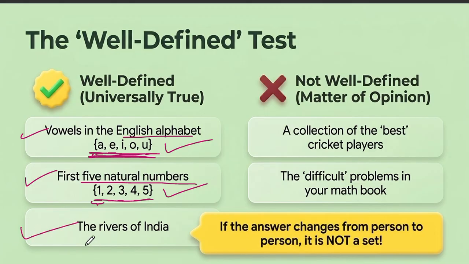Similarly, this is also a set: the rivers of India. If you collect all the rivers of India, that is also the same for everyone. It cannot change. So this is also an example of a set.